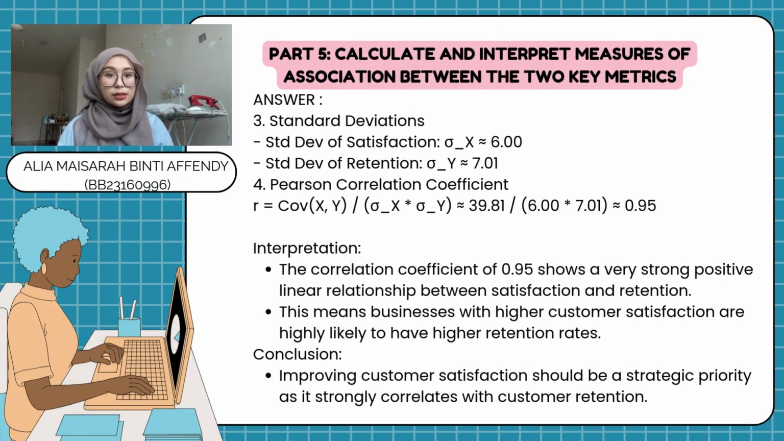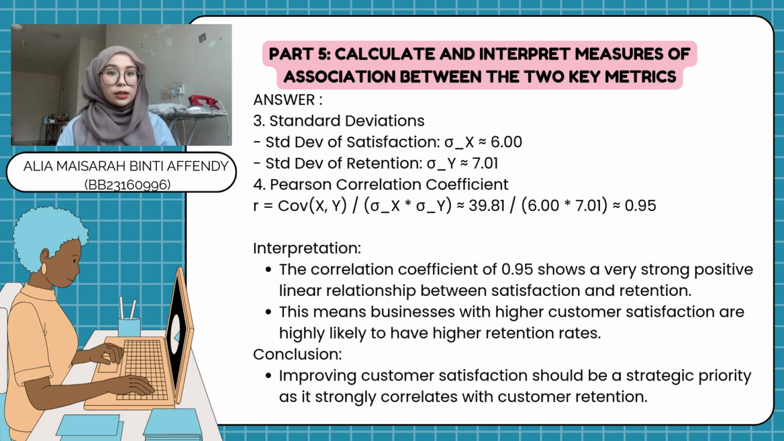So next, my answer for the standard deviations. The standard deviation of satisfaction is 6.00, and the standard deviation of retention is 7.01. The next, for the Pearson's correlation coefficient, my answer is 0.95. So this is how I calculated it.